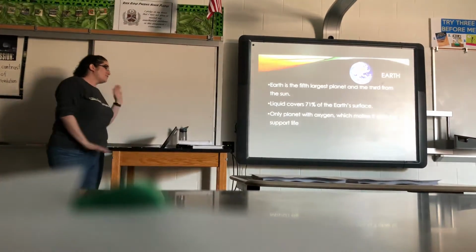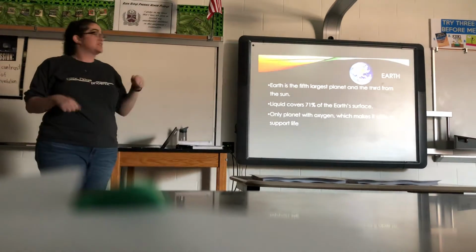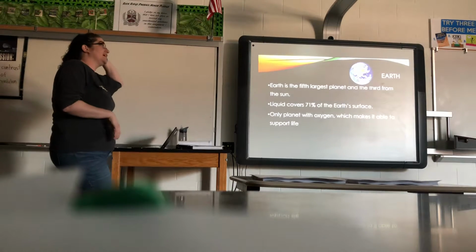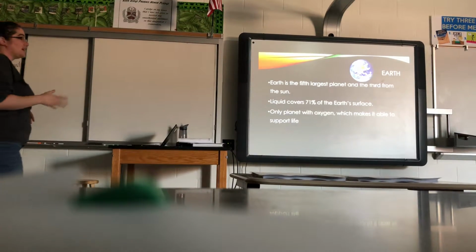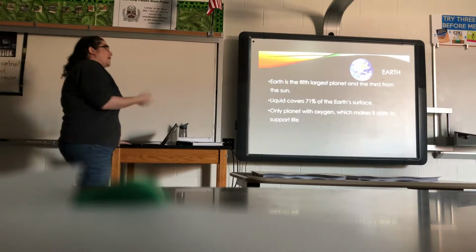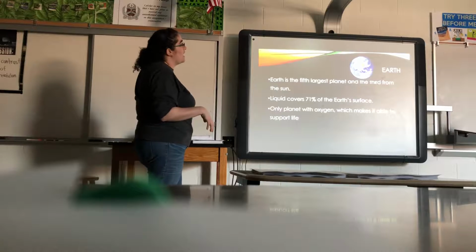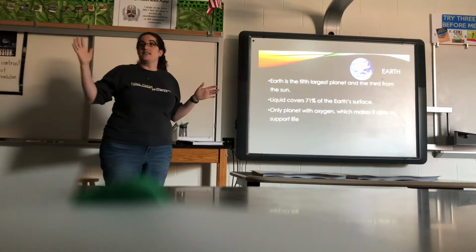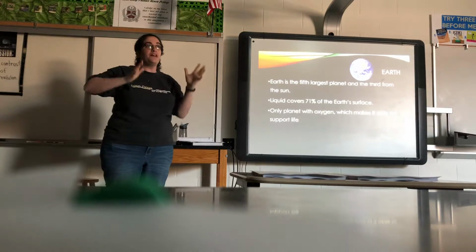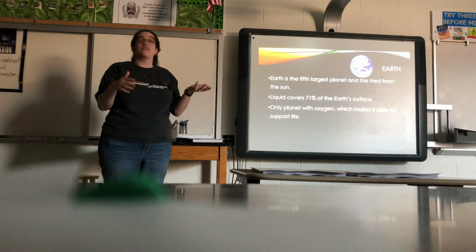Earth is the 5th largest planet, but it's the 3rd from the sun. Like that song, third rock from the sun, right? That's because that's where Earth is. Liquid covers 71% of Earth's surface, and it's the only planet that we know of with oxygen in a gaseous form, which makes it able to support life. It's what's called the Goldilocks zone. It's that area, that distance from the sun where it's warm enough to keep the planet hot, but not so warm that it burns everything up.